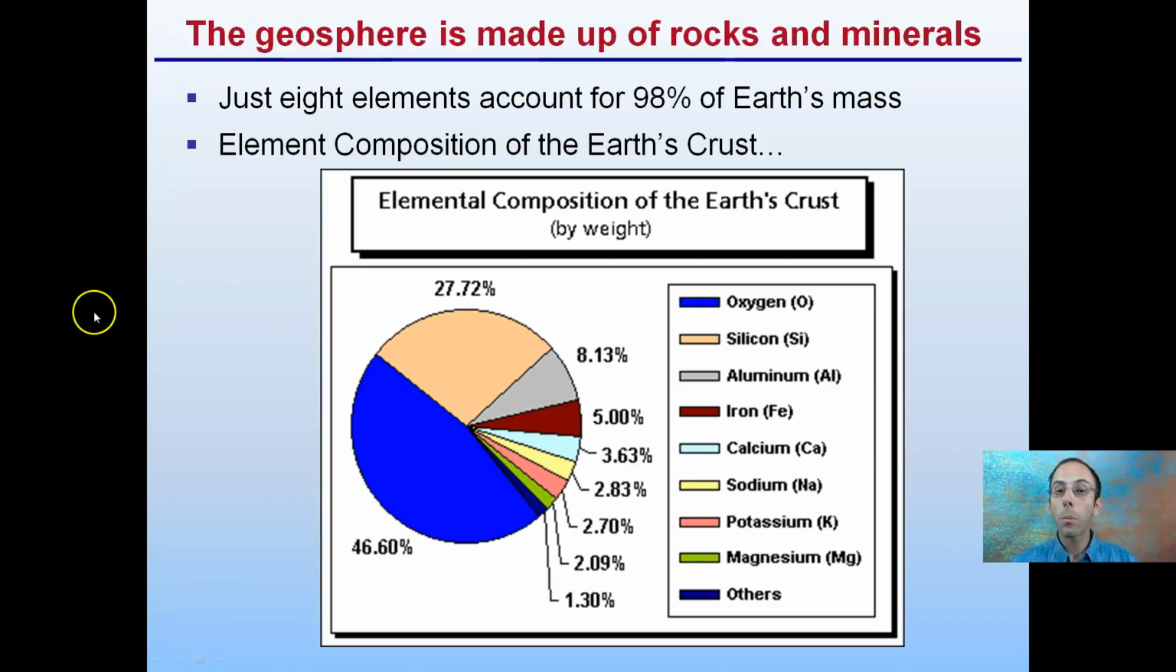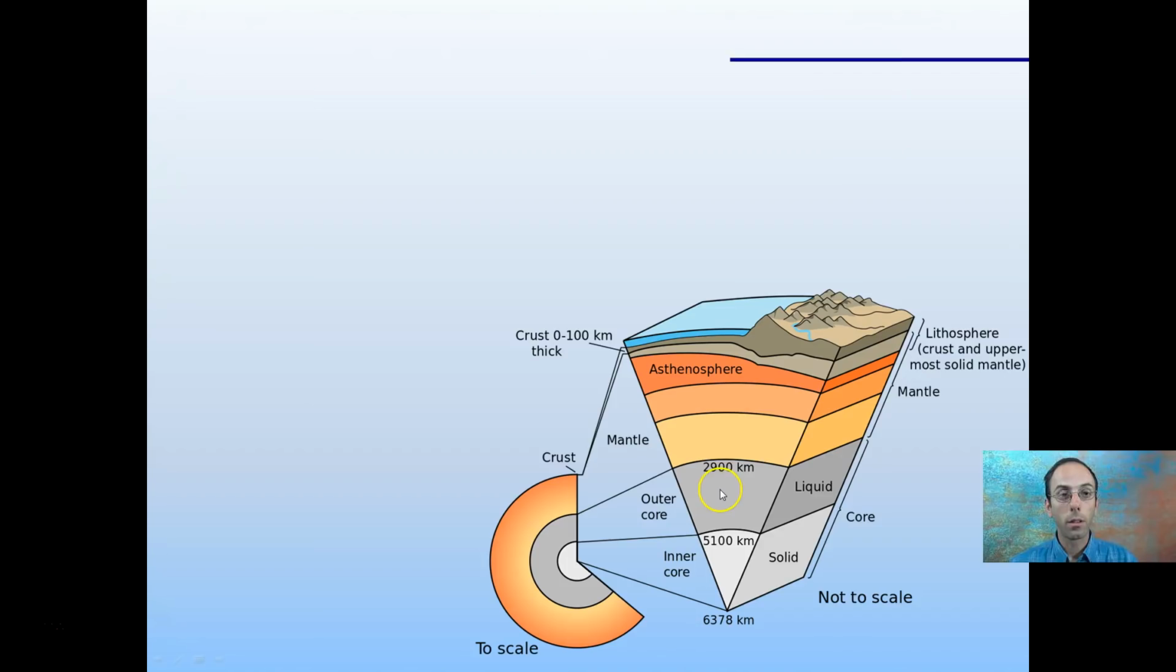The geosphere is made up of rocks and minerals. Just 8 elements account for about 98% of the Earth's mass. Looking at the elements composing the Earth's crust, we can see oxygen and silicon make up a very large percentage by weight, but there's also aluminum, iron, calcium, sodium, potassium, magnesium, and a host of others.